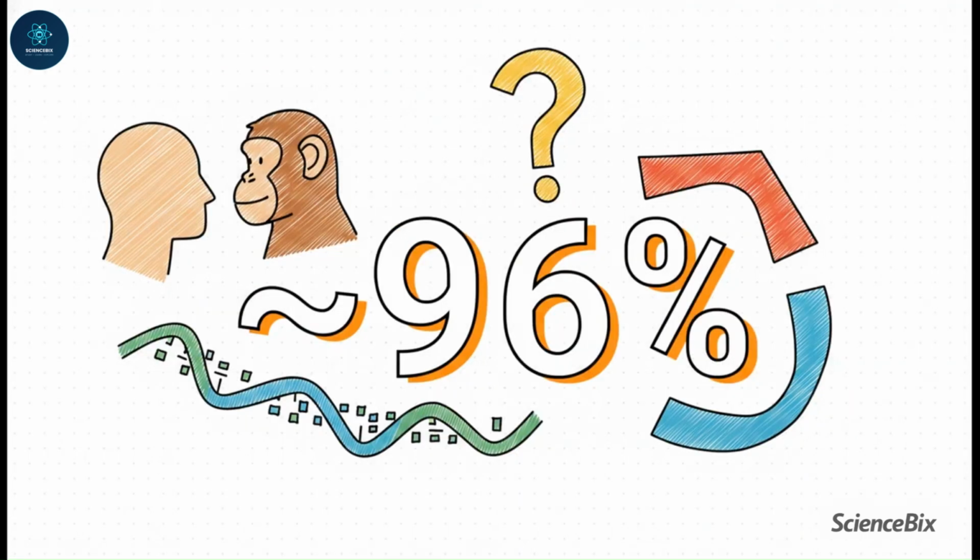Just to show you how wild this gets, think about this number. 96%. That's roughly the genetic similarity between humans and chimpanzees. We share this absolutely massive chunk of our biological blueprint. And yet, obviously, we are undeniably distinct species. So if genetics alone can't give us a hard, fast boundary, what on earth does?